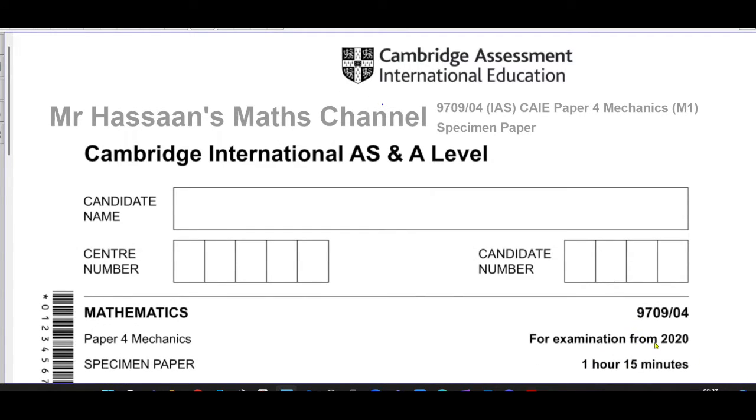I'm going to be answering some questions now from this mechanics paper 4 from the specimen paper for the Cambridge 9709 exam. This is for the examinations from 2020 where the syllabus changed.